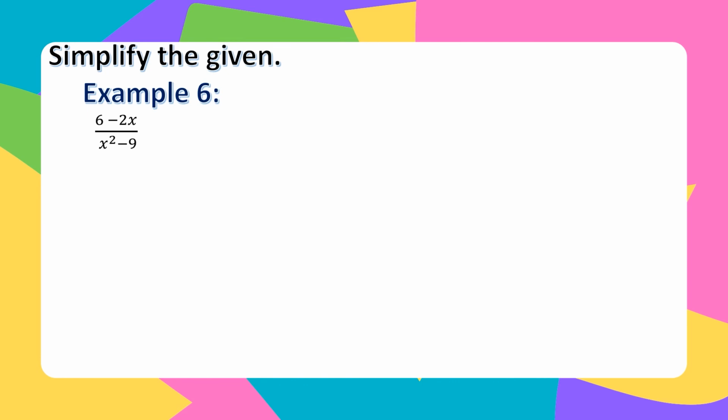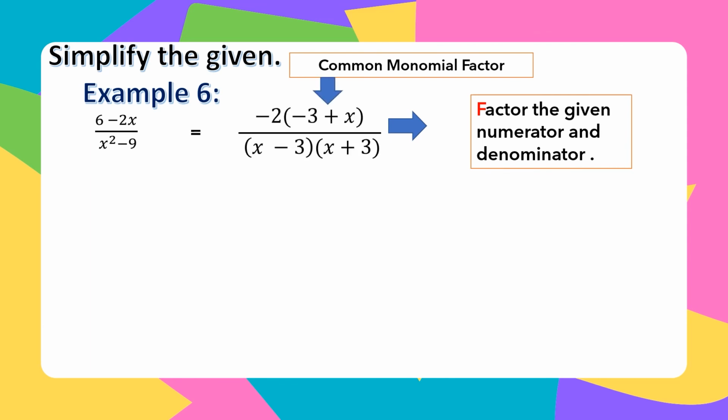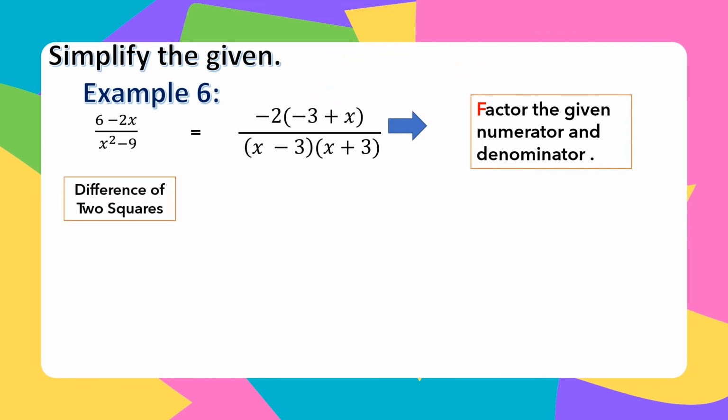So this is a follow-up example of example number 5. Simplify 6 minus 2x over x squared minus 9. First step, factor the given numerator and denominator. For the numerator, we're going to apply factoring common monomial factor. So the factor of 6 minus 2x is negative 2, quantity negative 3 plus x. And for the denominator, x squared minus 9, we're going to apply factoring difference of 2 squares. So its factor is the quantity x minus 3 times the quantity x plus 3.